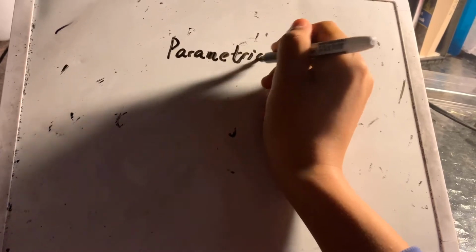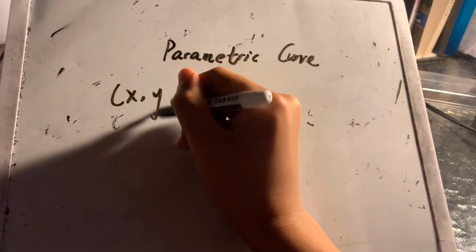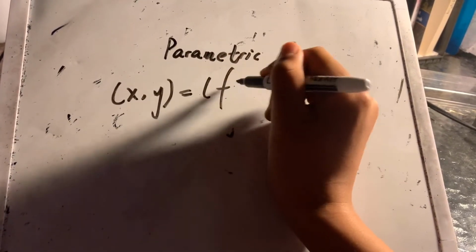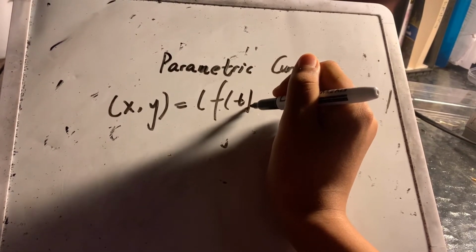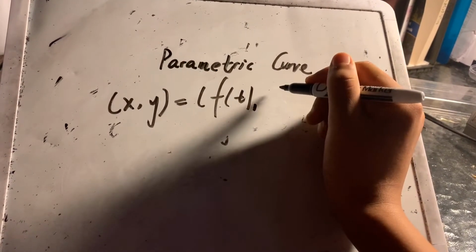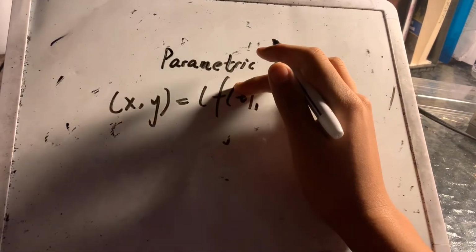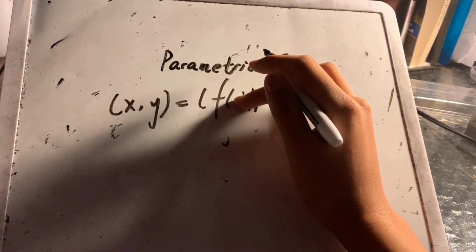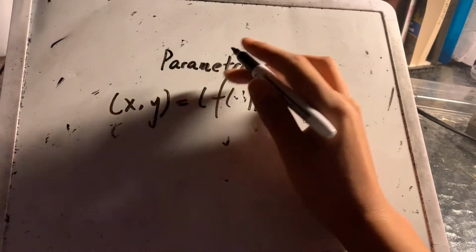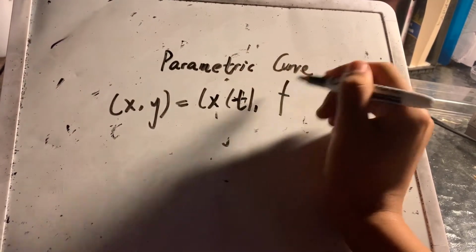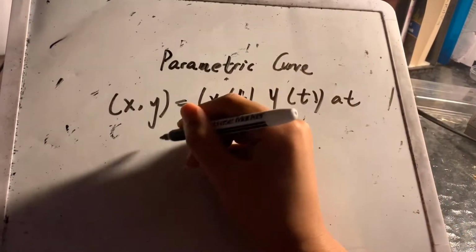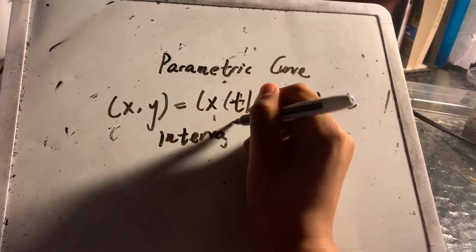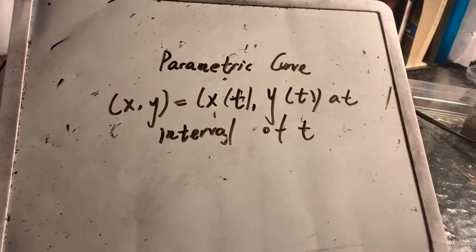A parametric curve is a graph where each point has a quality: x equals f(t) and y equals g(t), over an interval of t. So this is a parametric curve.